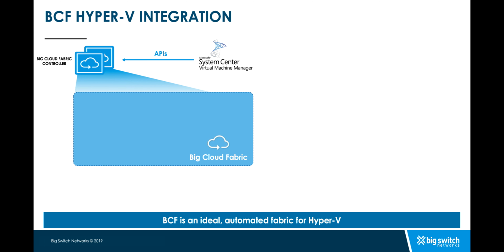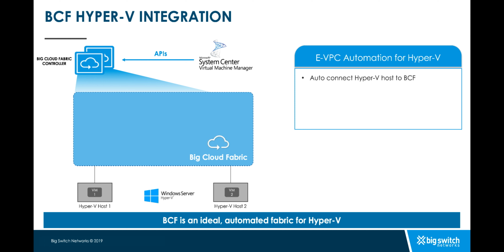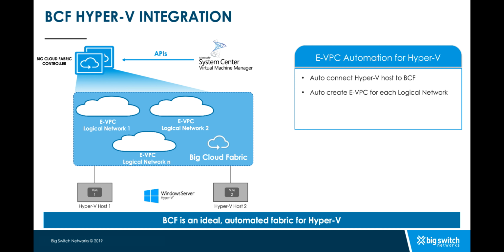Let's take a look at the benefits BCF can provide for your Hyper-V deployments. As you onboard Hyper-V hosts in your network, they are automatically detected and configured to be part of the fabric. For each logical network defined by VMM, BCF will create a dedicated E-VPC, providing the logical isolation and multi-tenancy that is desired. As VM networks are deployed within the logical networks, BCF auto-creates corresponding L2 segments so that the network admins do not have to manually configure and match the VLAN settings on the fabric.